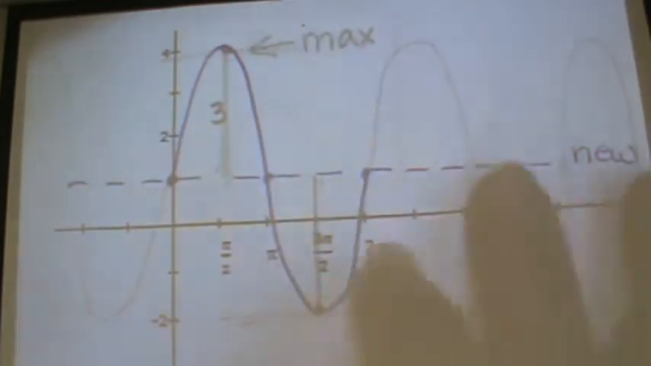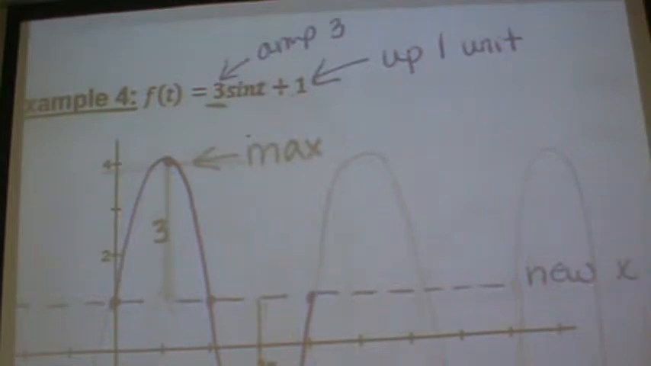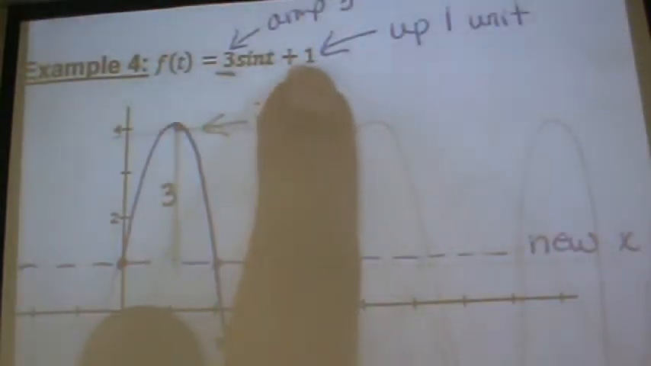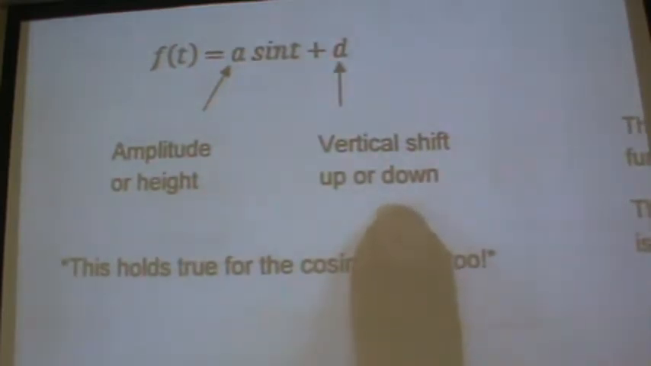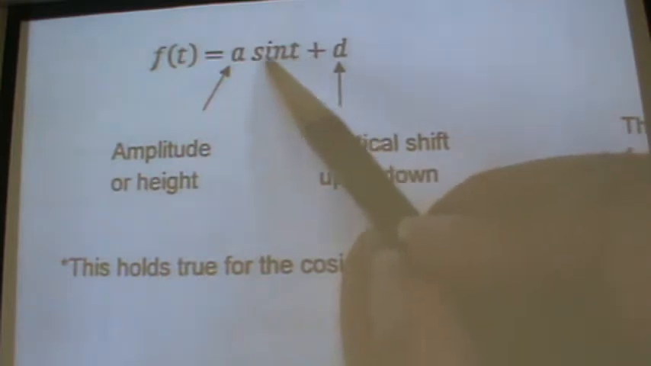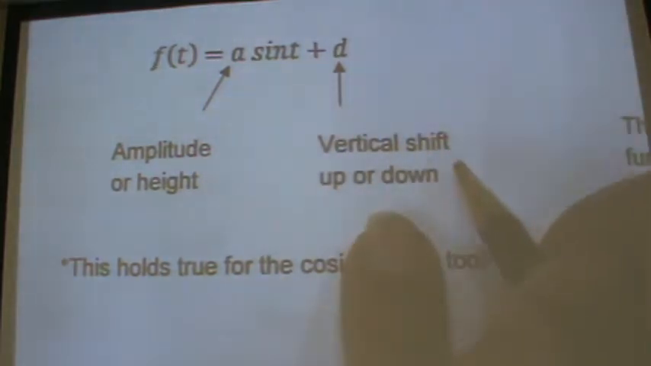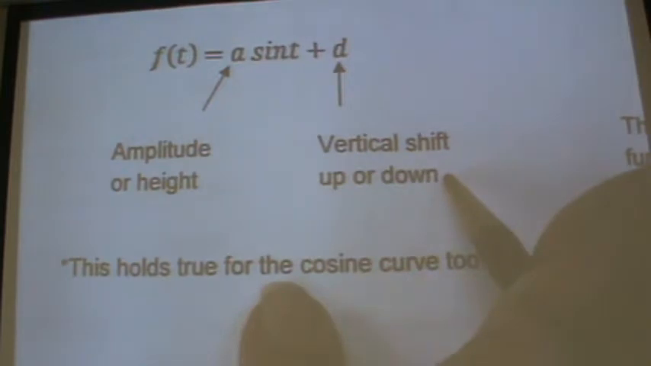So can you tell me basically how to do these problems? How do you do them? What's the first thing you're gonna look at? Look for your vertical shift, up or down, start there. If there is a number after the word sine, that's gonna shift your graph up or down, so start there.